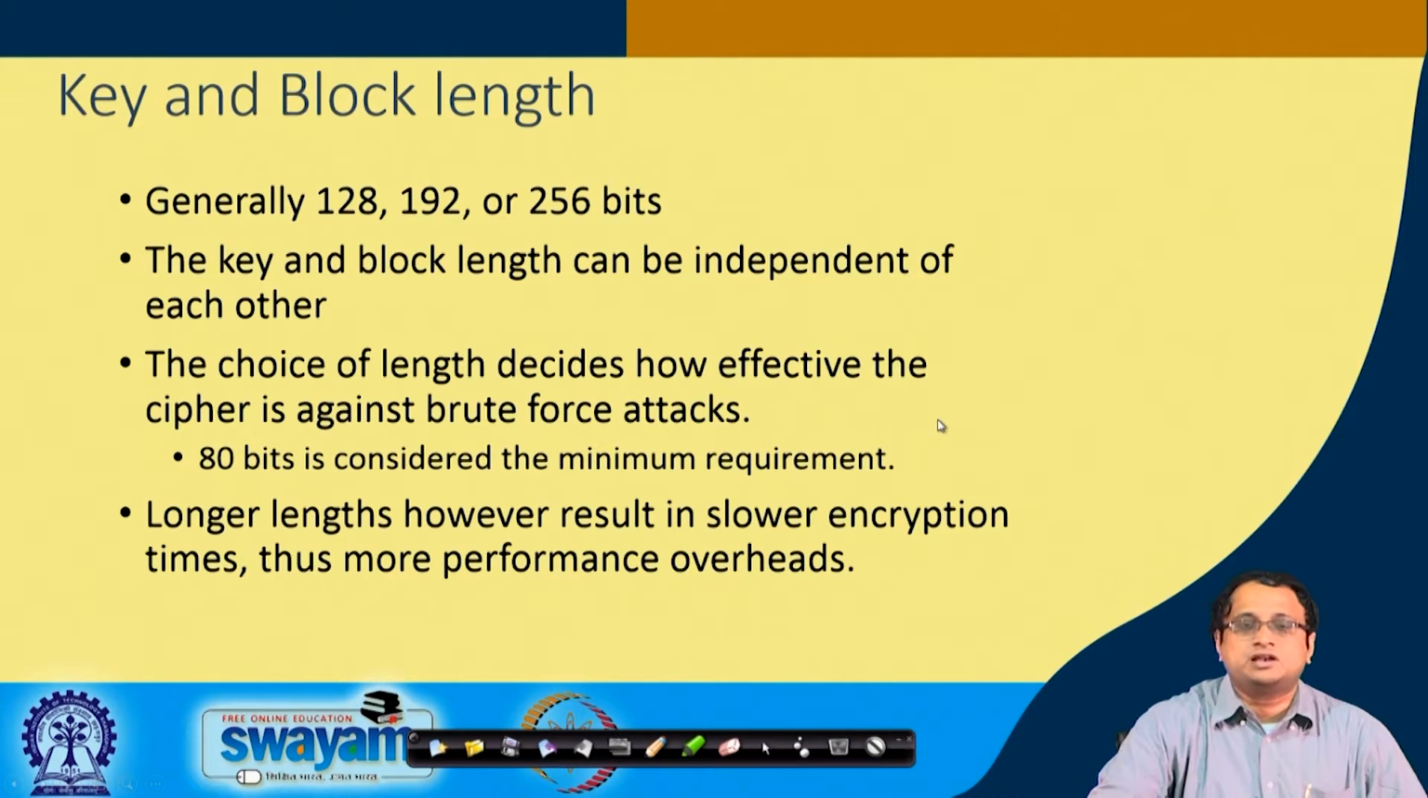So, therefore, typically the key length and the block lengths are preferred as 128 bits, 192 or 256. The key and the block length can be independent of each other. So, you can have, for example, a cipher where there is 128 bit blocks, and the key can be independently chosen from the block length, that you can essentially make it either 128 or 192 or 256. You can also change the block length to say 192, and again you can make independent choices of the key length. So, the key length and the block length could be independently chosen of each other, and the choice of the length often depends upon how effective the cipher is against brute force search.